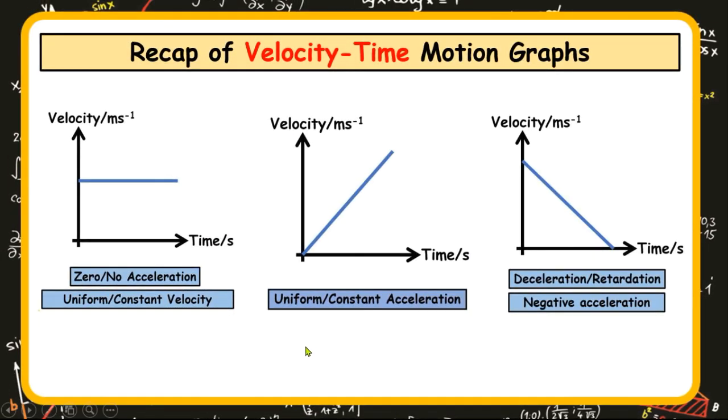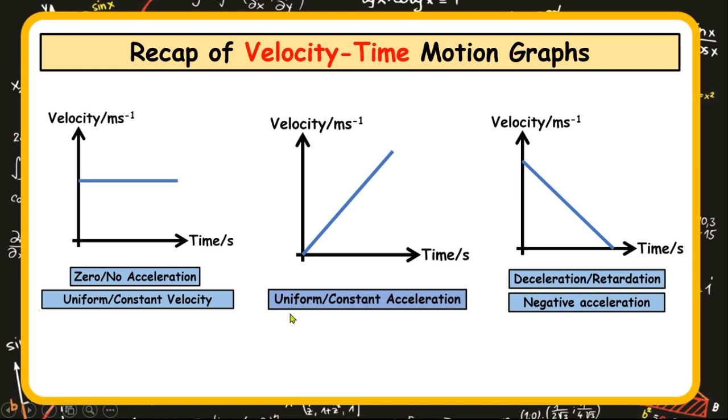But before we continue, let's take a recap of the various graphs under the velocity time motion graph. We said that a graph of this nature was called no acceleration or uniform velocity. So take notice of that. When a question says a body moves on a constant velocity or maintains this velocity, it is in reference to this kind of graph.